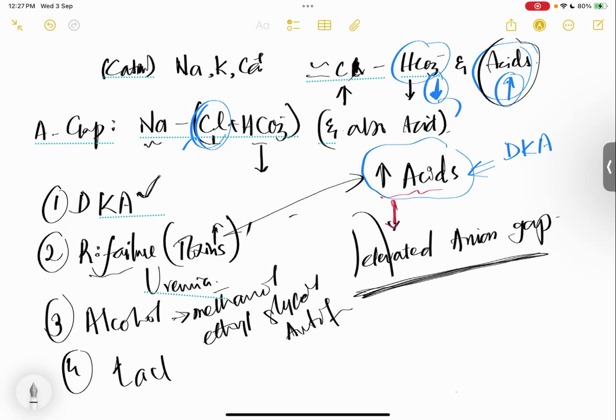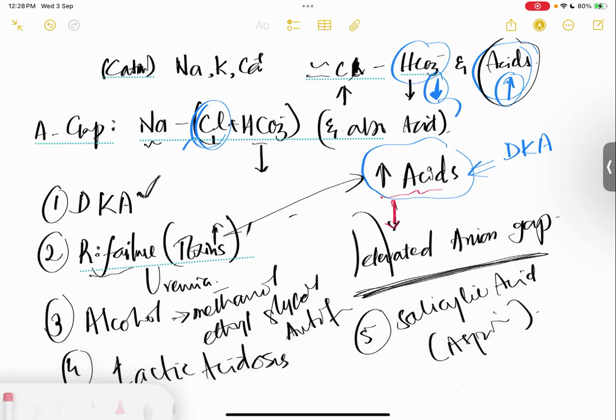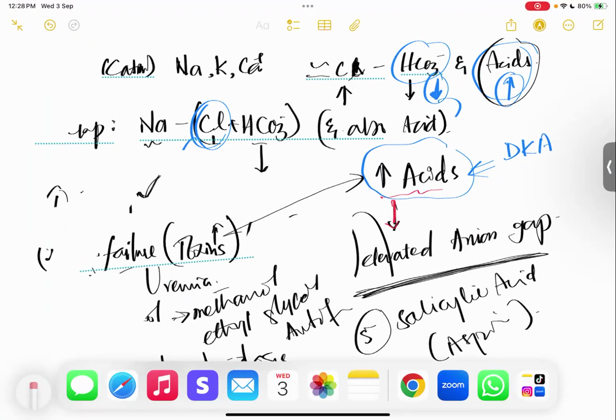The last one is, sorry, not the last, similar is lactic acid, right? Lactic acidosis. And last will be salicylic acid poisoning, aspirin poisoning. So I think you have got the concept of acid base, right?